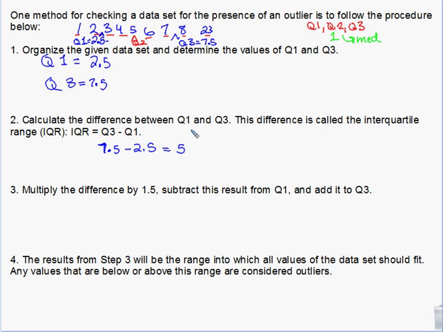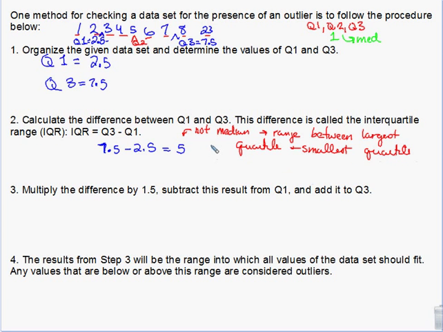Okay, here I'm just going to put "not the median." This is the range between the largest quartile and the smallest quartile. So how many numbers are in between them? We're saying how much space is in between them. There's 5 spaces between them. That's why it ended up being 5. So this is not the median. It's not even a number in the list necessarily. It's the number of numbers between the lowest number and the highest number.